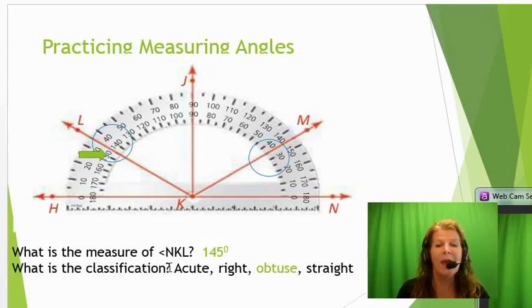Okay, what is the measure of NKL? Well, N starts at 0, so I simply need to follow this inside track up here, and I see that it stops at 145. Therefore, the measure is 145 degrees. The measure of NKL is 145 degrees, and according to our classification, that makes NKL an obtuse angle.